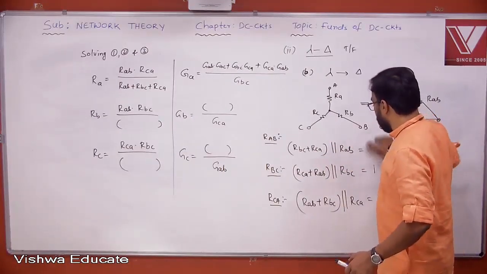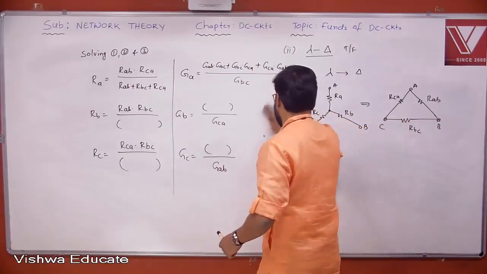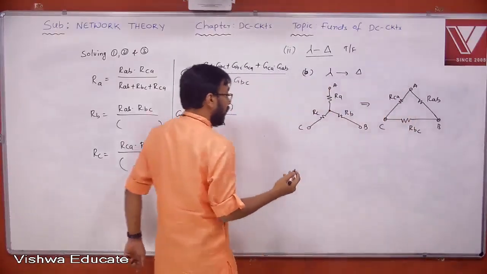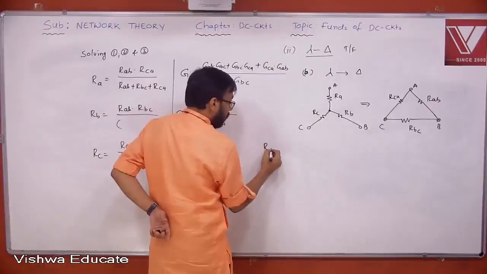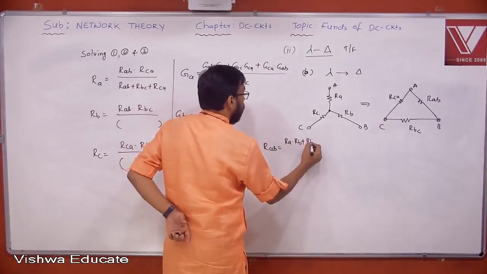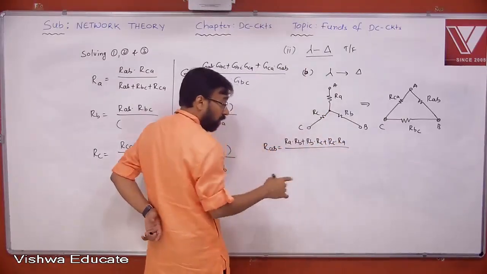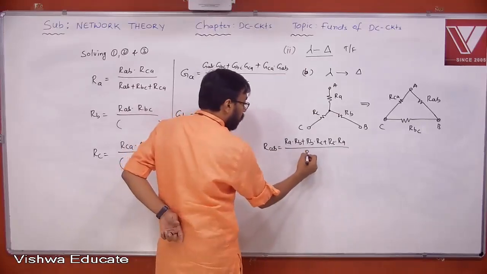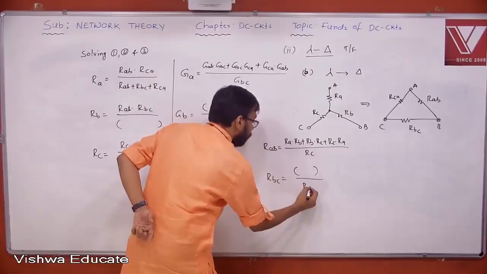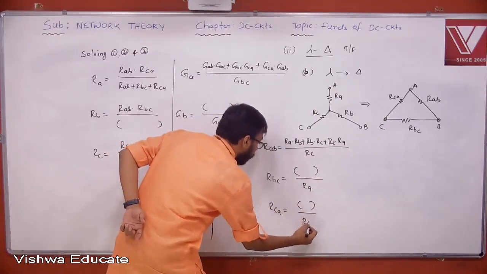Now, the same equations I am taking here, but I am going to solve those equations and finally I am writing the formulas here. Please note down the formulas directly. Now, RAB can be written as RA RB plus RB RC plus RC RA by RC. Please write down here along with me, all of you. RBC, numerator is same, by RA. RCA, numerator is same, by RB.